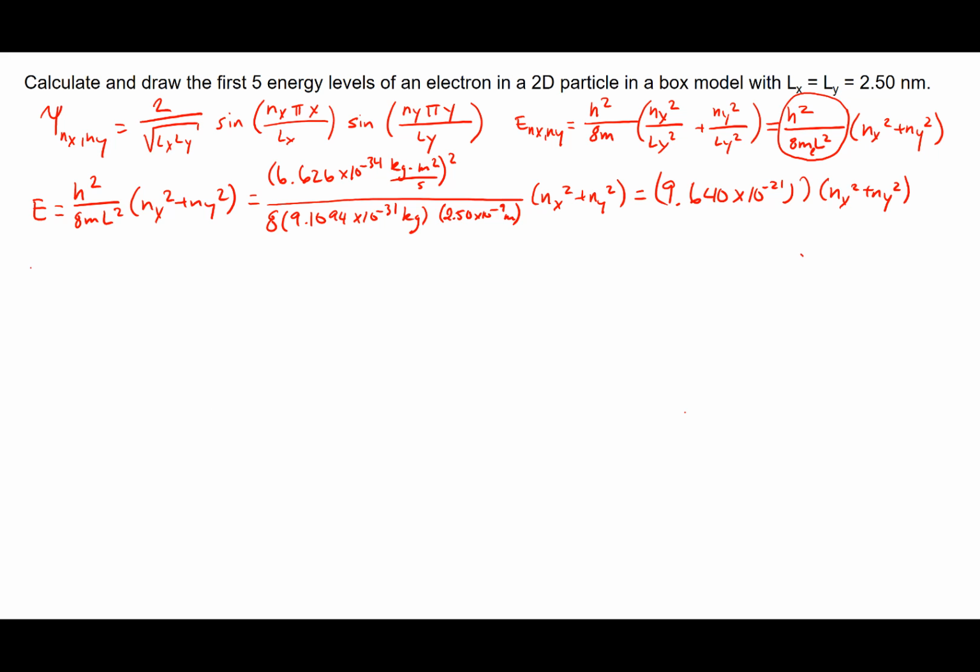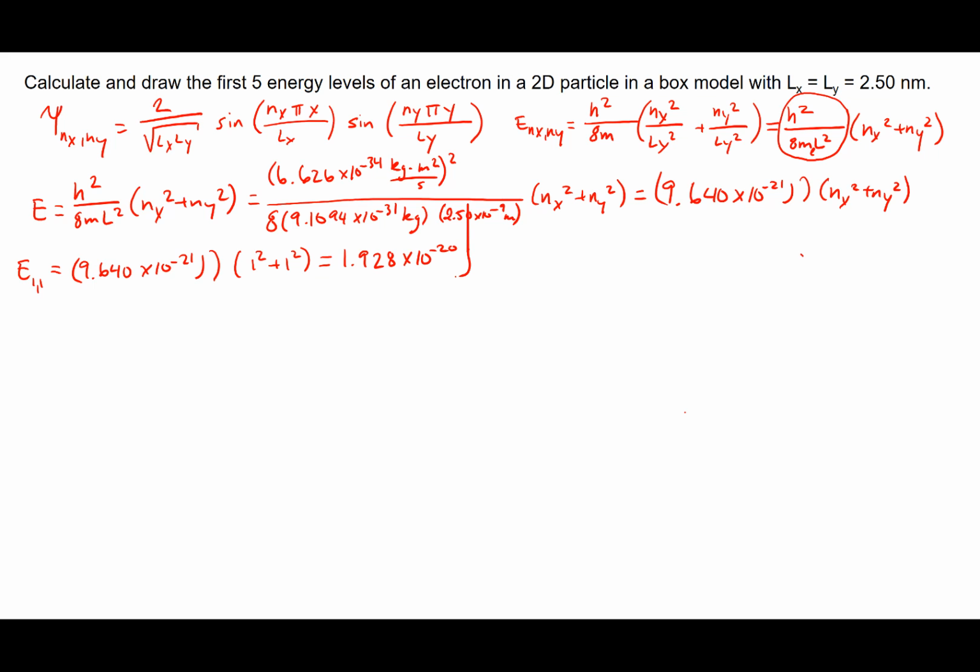So the first energy level is the 1,1 energy level, where nx is equal to 1 and ny is equal to 1. That's going to be our ground state in this case. So that's 9.640 times 10 to the negative 21 joules times 1 squared plus 1 squared, so that's 2 times our value right here. That comes out to 1.928 times 10 to the negative 20. So that's the energy of the first energy level.